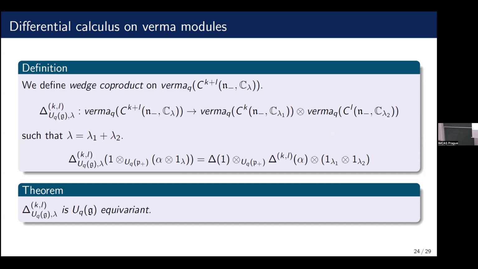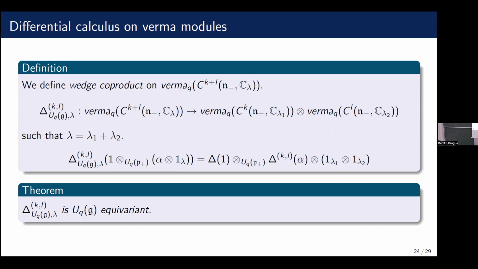Before this differential calculus, we will define the wedge coproduct that we have seen in our previous section at the level of UQL. Now we would like to define it on the level of UQG, on the Verma modules, which is defined like this. Well, I should mention why I take lambda equal to lambda 1 plus lambda 2. You can take whatever lambda you want here and here, but the main point is, does it satisfy UQG equivariance?